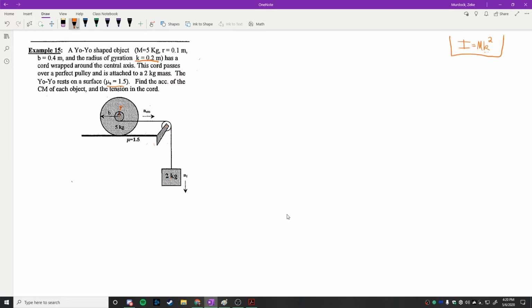So we've got an object. I'm going to write down all this information so it's easier to see. So the mass is 5 kilograms. The radius little r is 0.1 meters. The big radius we're calling b is 0.4 meters. And there's k. That's all we really need. The mass here, we'll call little m, is 2 kilograms.